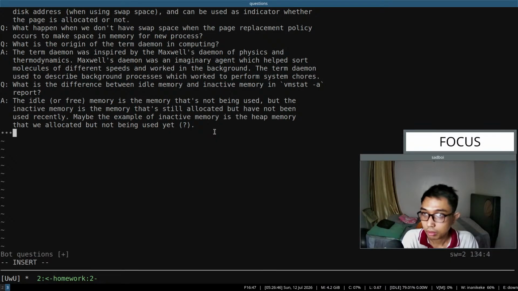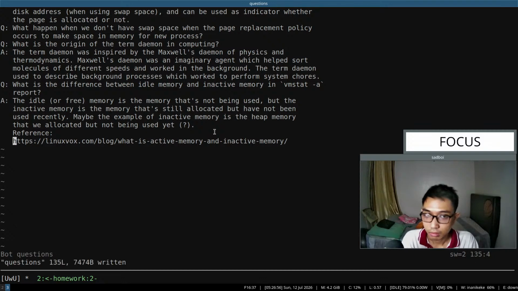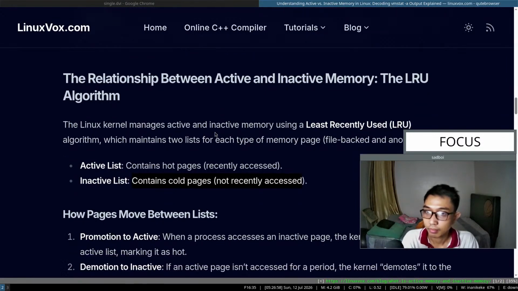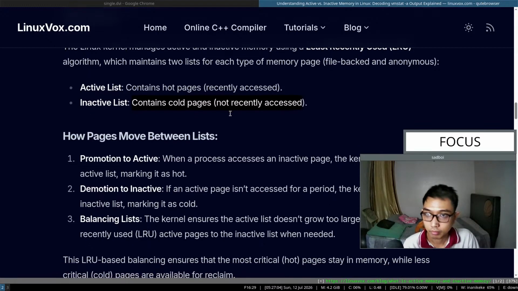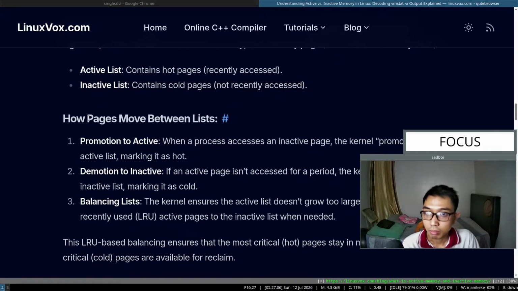And let me put that reference here. Okay, something like this. Not recently accessed. How do pages move between lists?